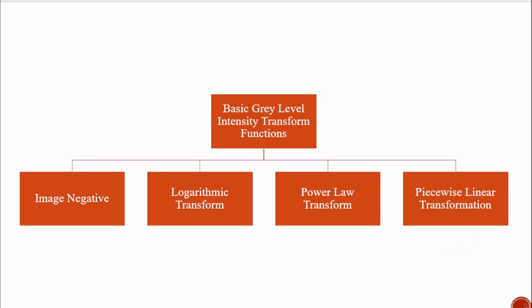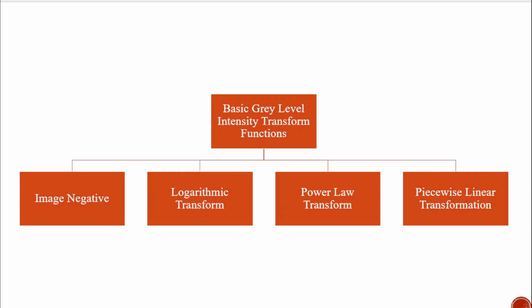So we were talking about images, different types of images. On images, basic gray level intensity transform functions are the following. The first one is image negatives, another one is logarithmic transformation, the third one being power law transformation, and the fourth one being piecewise linear transformations. The fourth one, piecewise linear transformations, can be bifurcated into further groups, into further transforms, which we'll be studying in our upcoming videos.